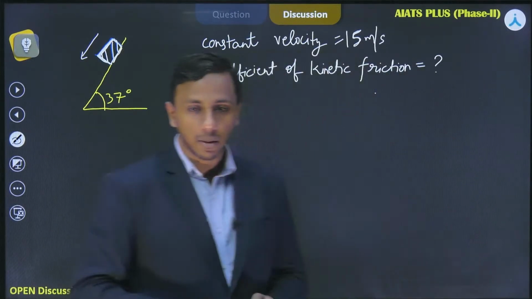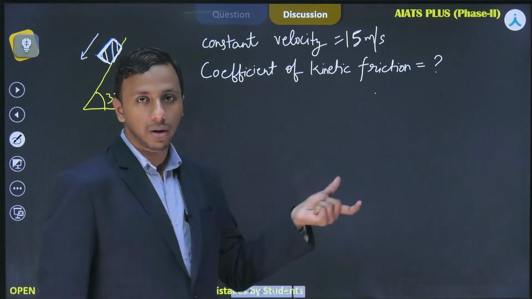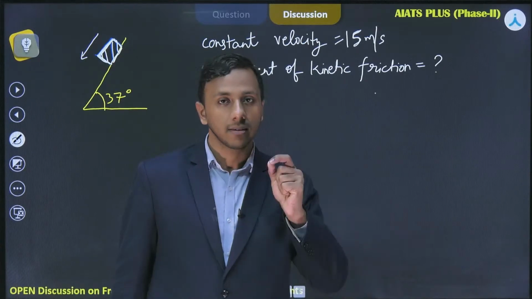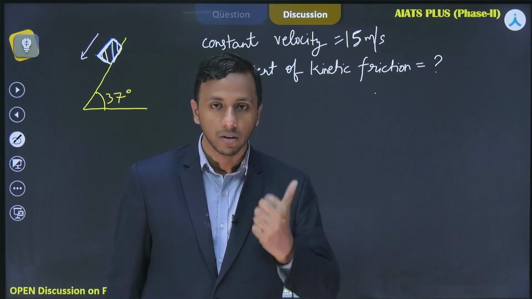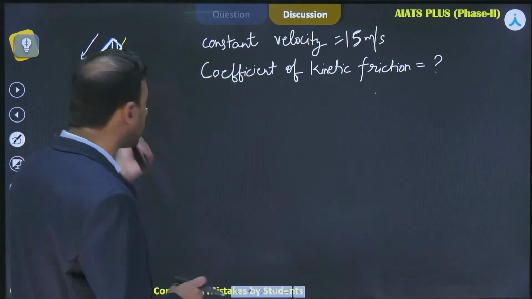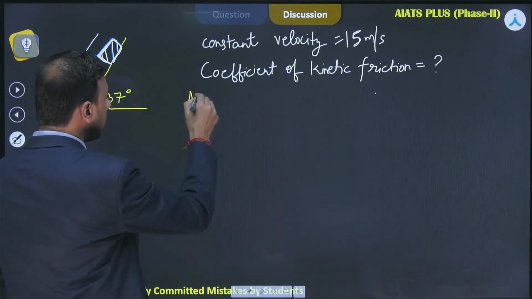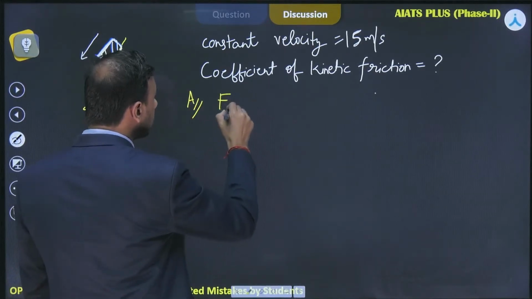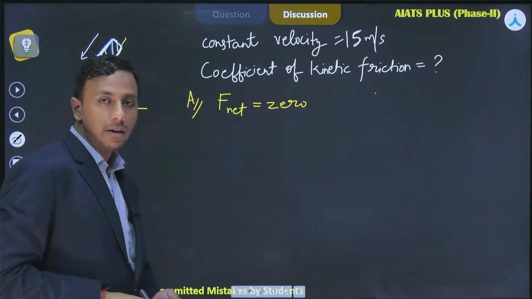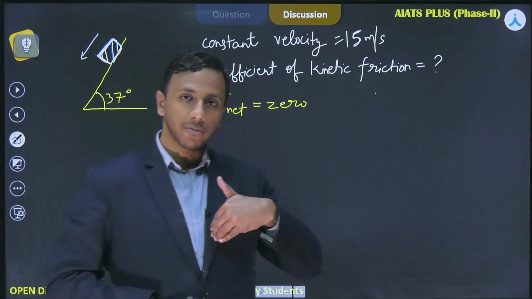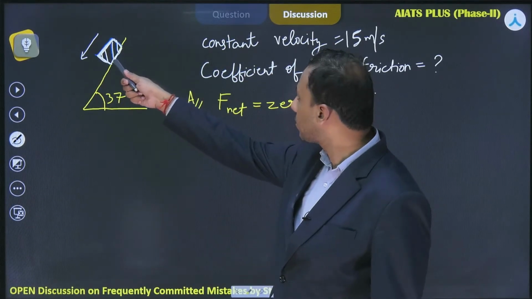Now, again, remember, the block is moving down, and it is moving with constant velocity. Constant velocity means acceleration is 0, and acceleration is 0 means net force will also be 0, right? Net force on the block will be 0, isn't it? So we can say, see here, net force will be 0. That means upward force would be equal to downward force. And what would be the downward force over here? m is the mass, right?